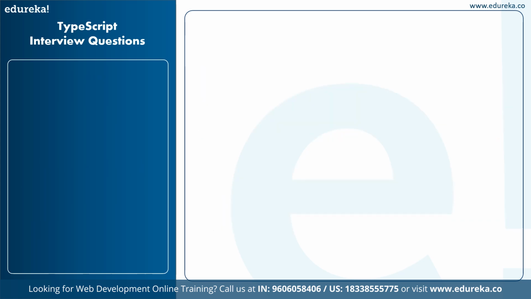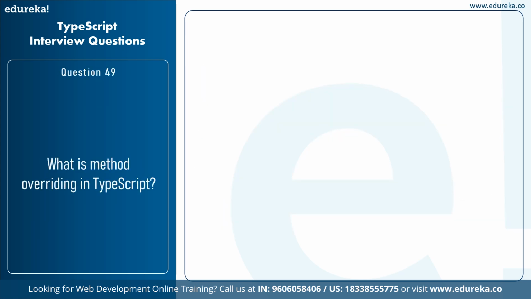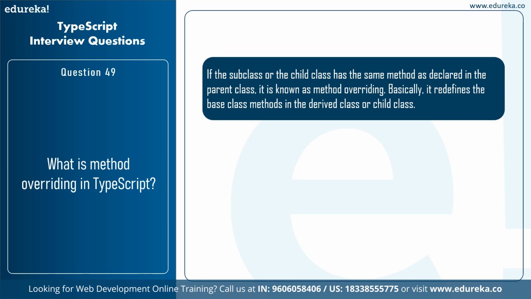Now the next question is, what is method overriding in TypeScript? Now, if the subclass or the child class has the same method as declared in the parent class, it is known as method overriding. Basically, it redefines the base class methods in the derived class or child class.